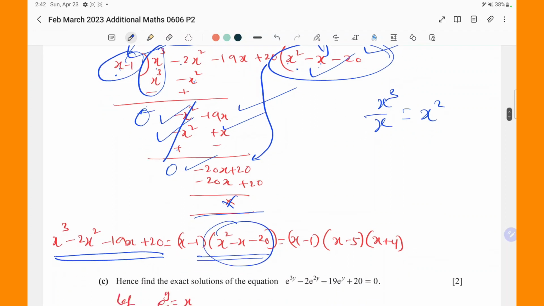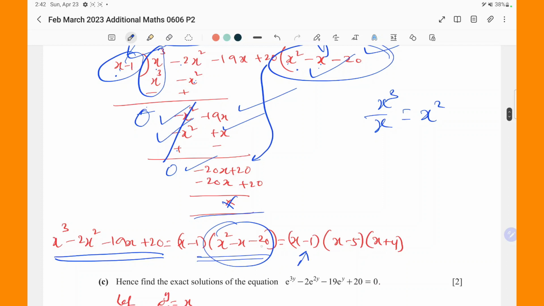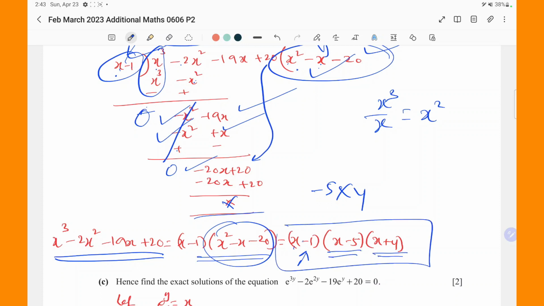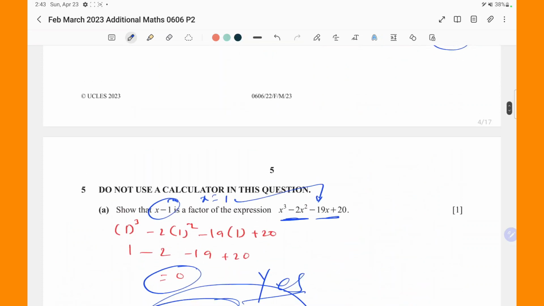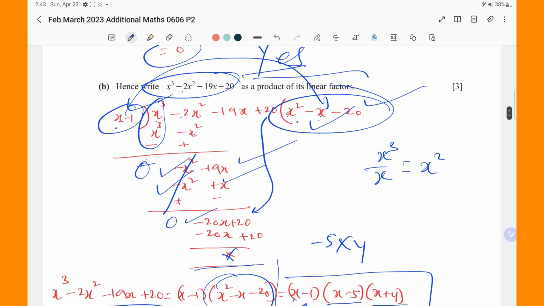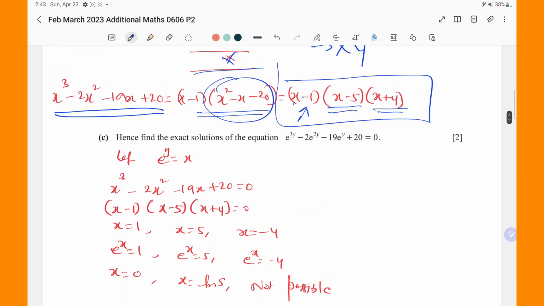Just factorize this. So x minus 1 here. Minus 20 can be written as minus 5 times 4. So the factors will be x minus 5 and x plus 4. So we are able to write it as a product of its linear factors. So this will be the answer.